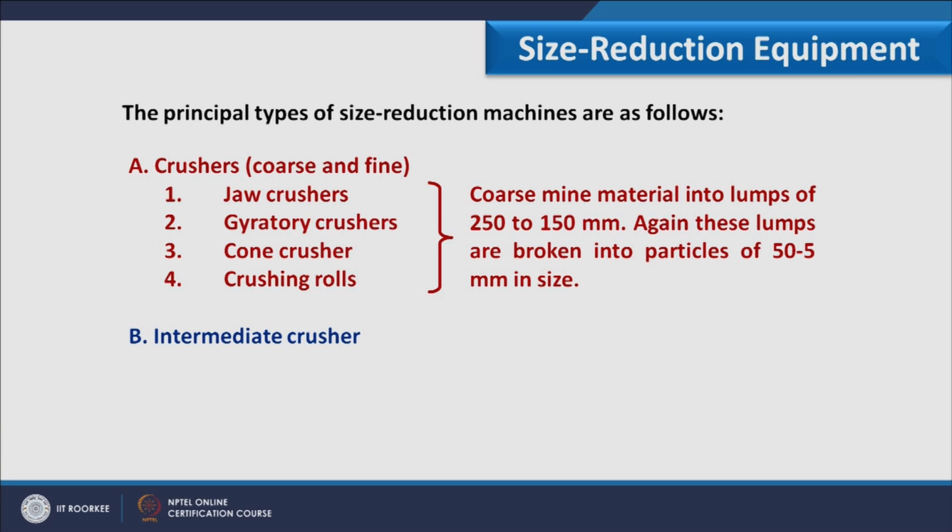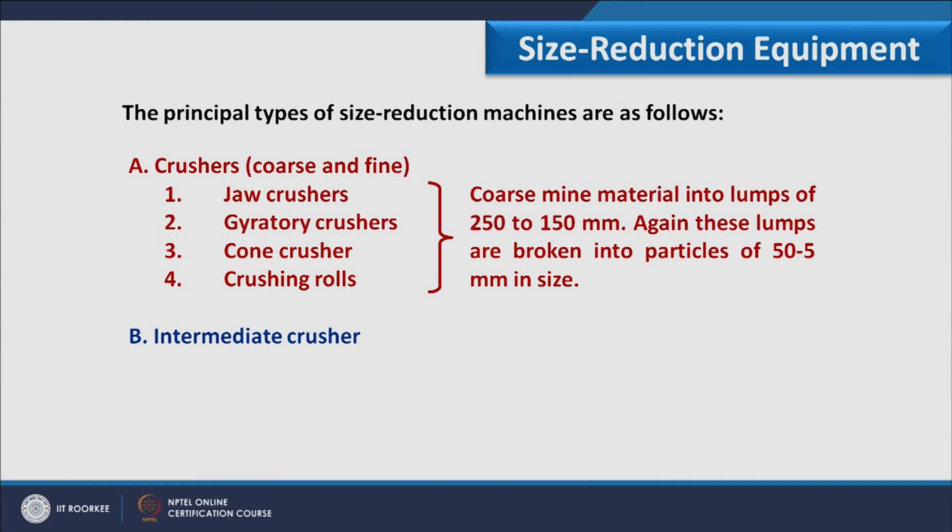Coarse mine material into lumps of 250 to 150 mm. So, what is the utility of these crushers? They can convert the coarse mine material from bigger size to 250 to 150 mm. Again, these lumps are broken into particles of 50 to 5 mm in size.